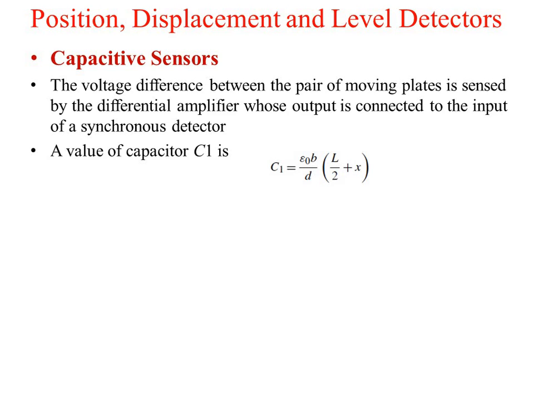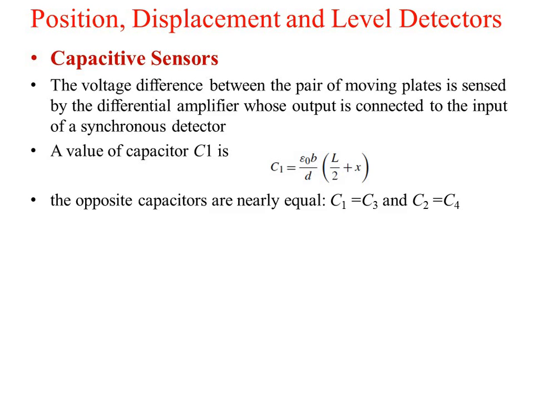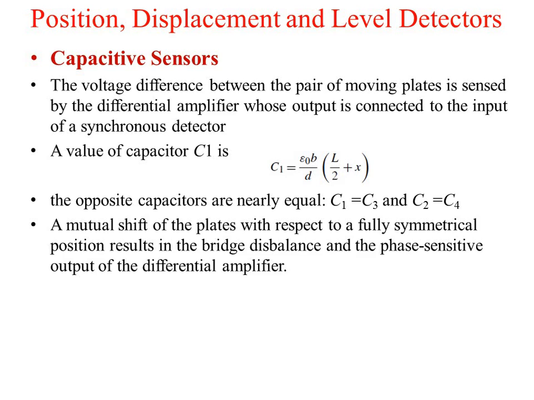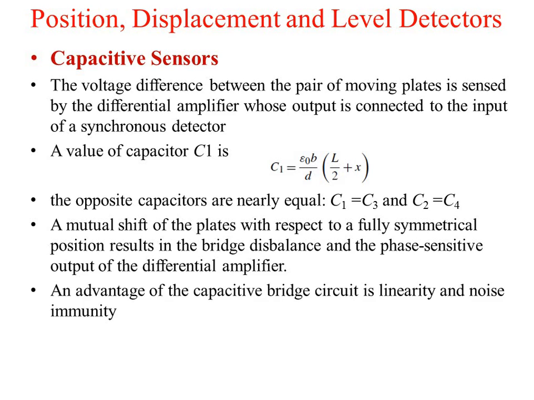Similarly you can have the values of C2, C3, C4. So C2, C3, C4 have the same form of values. They are connected in opposite direction. So C1 is equal to C3 and C2 is equal to C4. This is how you are going to design, and they are connected in the opposite way. So the mutual shift of the plates with respect to the fully symmetric position results in bridge disbalance, and there is a phase sensitive output, which is measured by the differential amplifier.